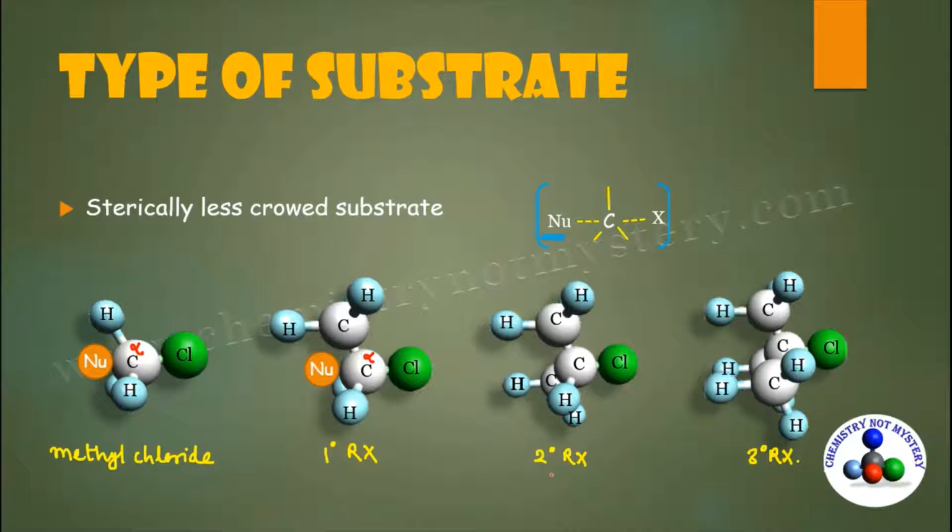Now come to the secondary alkyl halide. This carbon is the alpha carbon and it is bonded with 2 other carbons and 1 hydrogen. So there also the nucleophile can manage to attack this molecule. But in case of tertiary alkyl halide, this is the alpha carbon and it is bonded with 3 other carbons. So there is no space for the nucleophile to attack this molecule. So that's why tertiary alkyl halide does not prefer to react via SN2 reaction mechanism.